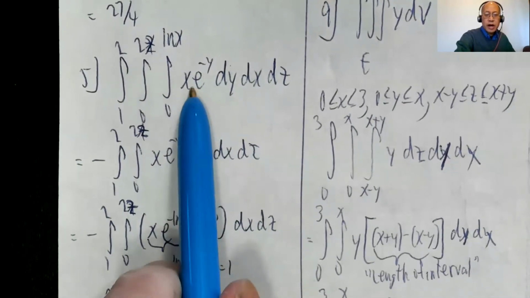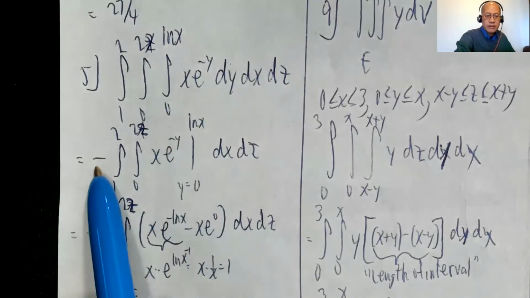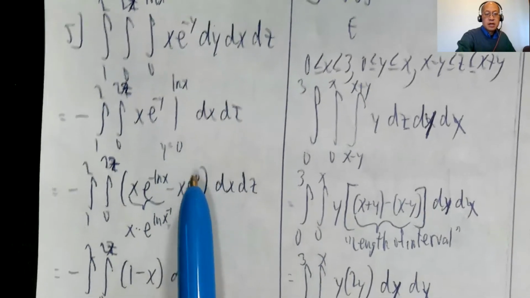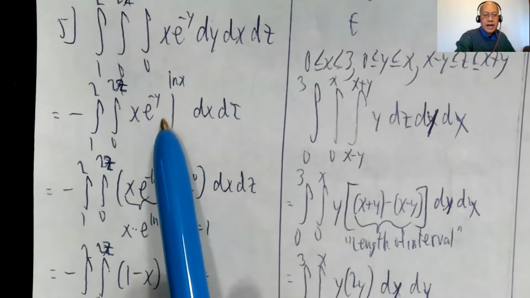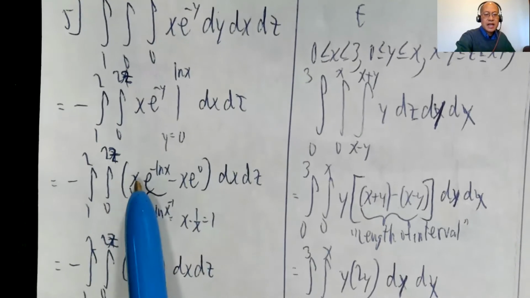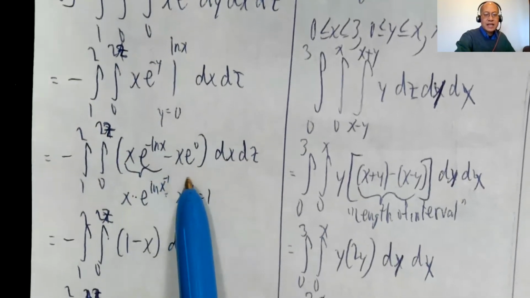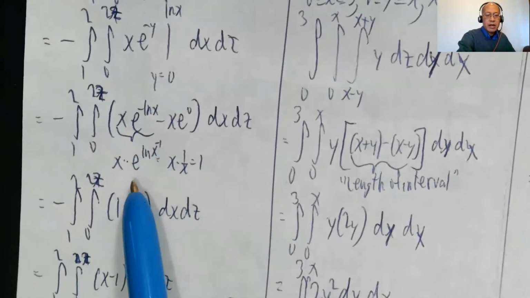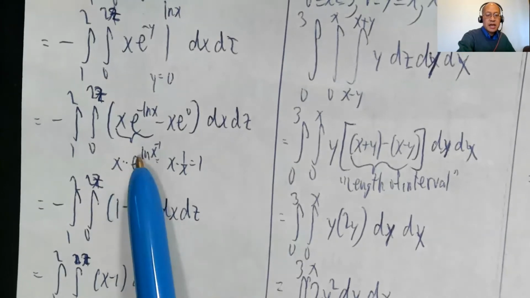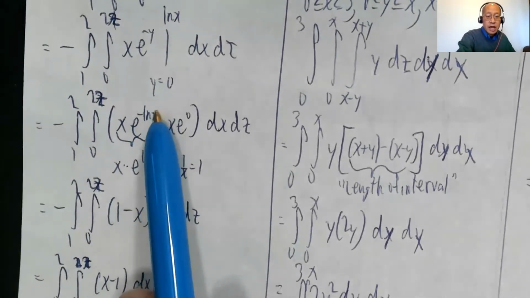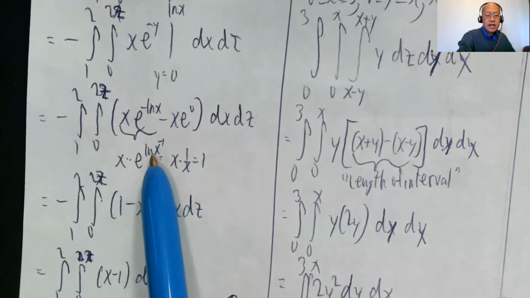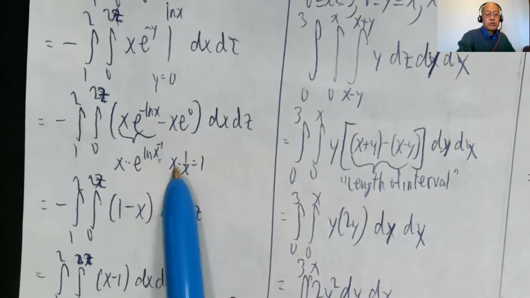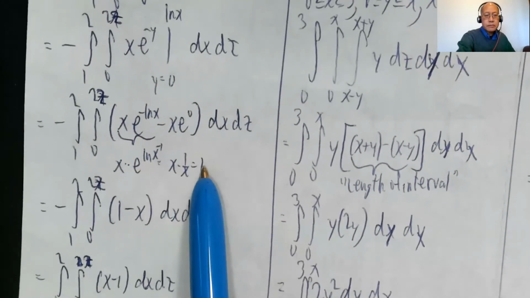Integrate with respect to y, it's negative x e to negative y. I took a negative out. Plug in from 0 to ln x. If I plug in ln x for y, I get negative x e to negative ln x minus negative x e to the 0, and that's 1. So x minus x e to the negative ln x. That negative 1 can climb up here as an exponent, e to the ln x to the negative 1, that way the e and the ln can cancel out. So I have x times 1 over x, which is 1. Very nice.